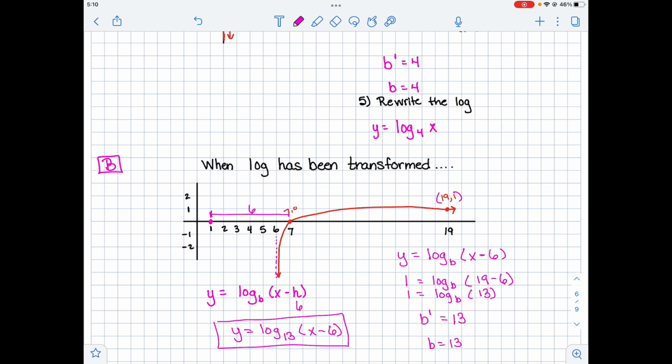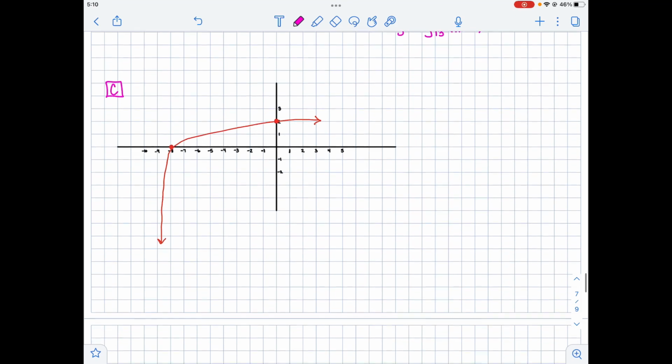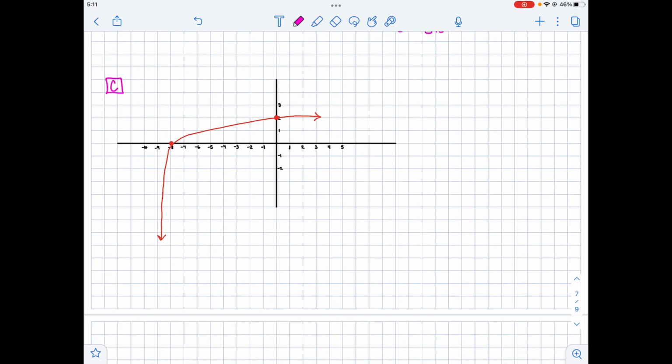So I'm going to give you another one for you to try. So here is one for you to try. Pause the video and then see if you get it right.